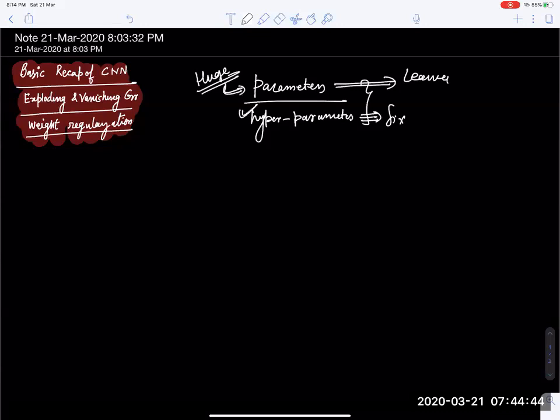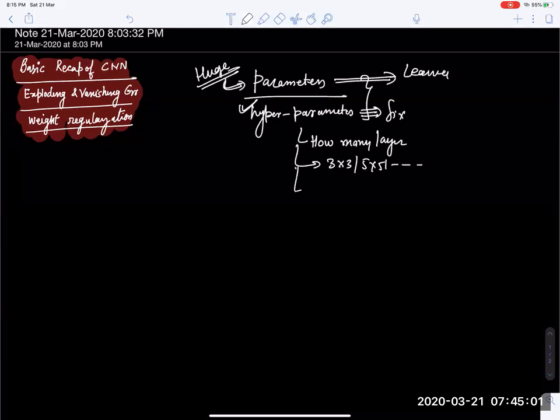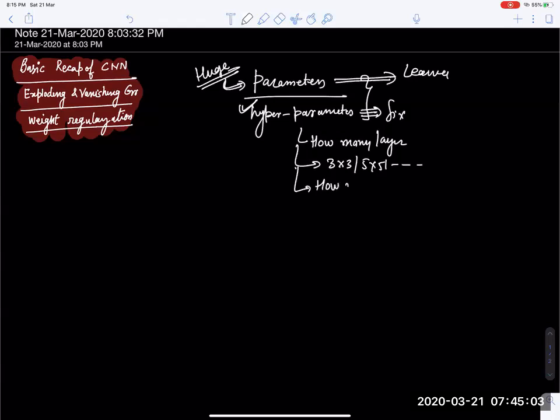Hyperparameters are also too many, like how many layers, and whether your filter is actually 3 by 3 or 5 by 5, or what type of filters you are looking for, and how many filters in a layer. So these are actually the hyperparameters.